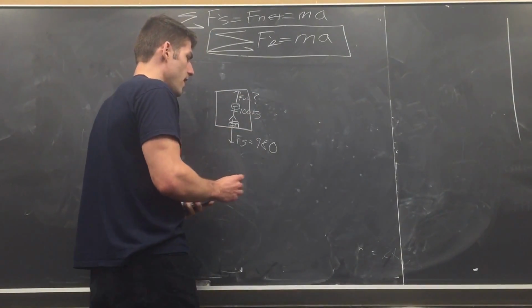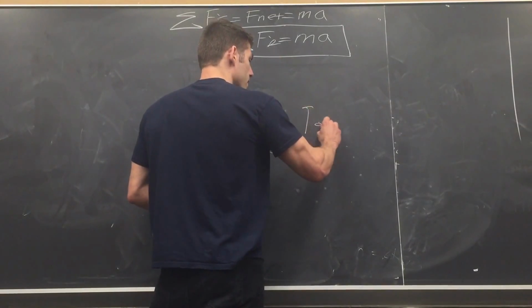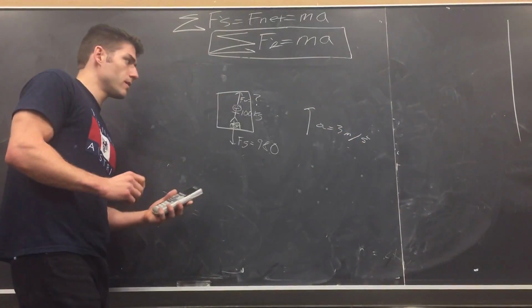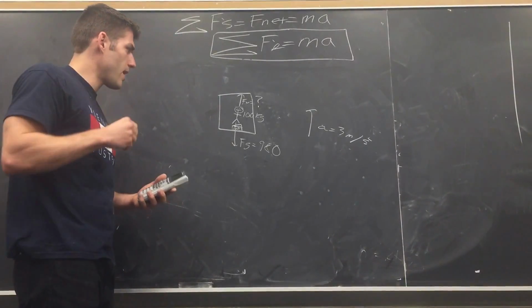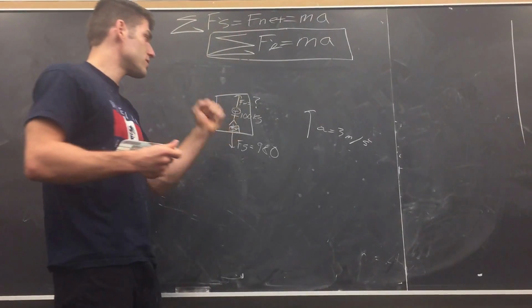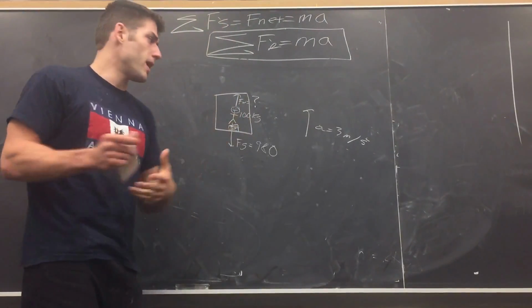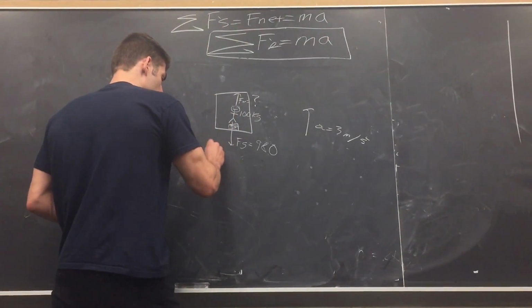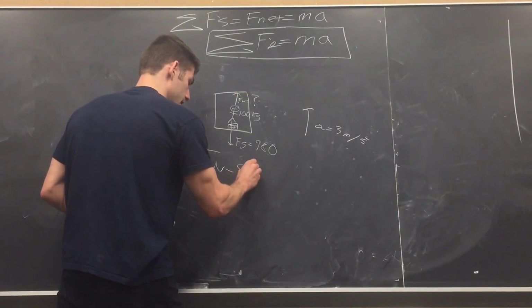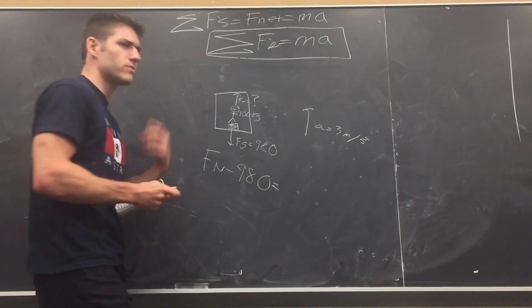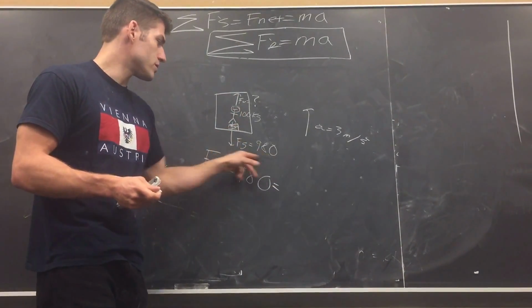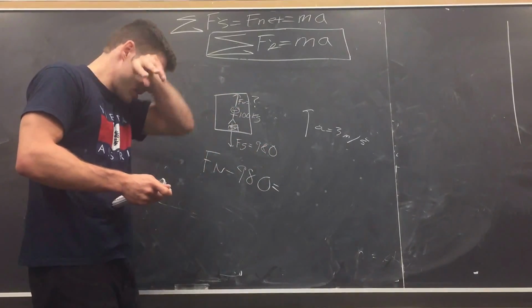So same thing, let's say it's accelerating up 3 meters per second squared. Just for the sake of making life easier, say the upward force is the positive one. So this is force normal minus 980. Again, we don't know what force normal is because it's very variable, it changes. But force gravity is old faithful. It's always going to be whatever your mass is times gravity.